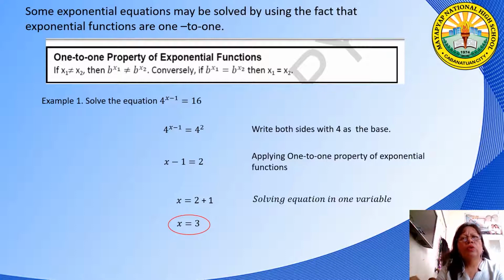You can also check to find out if your calculated value for x is correct. Just replace x in the original equation. The original equation is 4 raised to x minus 1 equals 16, so it becomes 4 raised to 3 minus 1 equals 16. So 4 raised to 3 minus 1 is 2, equals 16, or 4 to the second power equals 16. Therefore, both members of the equation are equal to 16, which means that your calculated value for x as 3 is correct.